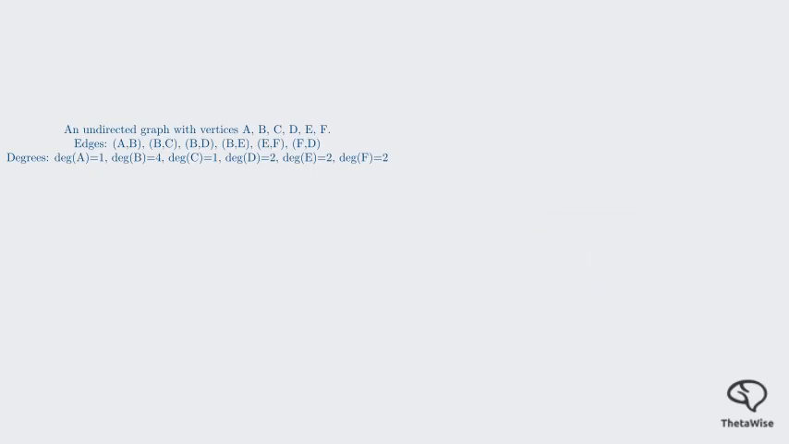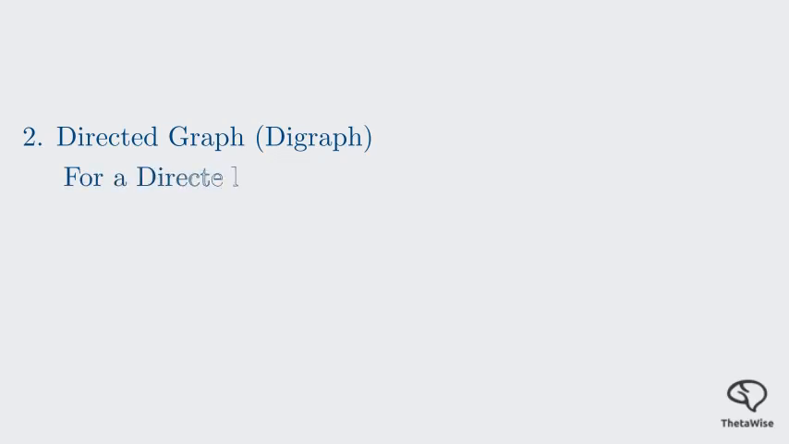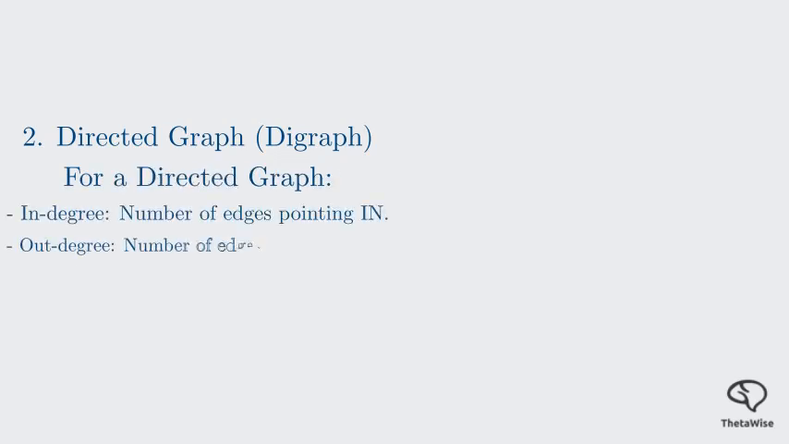Now let's look at the other main category of graphs. A directed graph, also known as a digraph, has edges that can only be traveled in a specific direction, indicated by an arrow. Think of a one-way street or a mentor-mentee relationship. Because direction matters, we have 2 types of degrees for digraphs. The in degree of a vertex is the count of edges pointing into it, while the out degree is the count of edges pointing out of it.